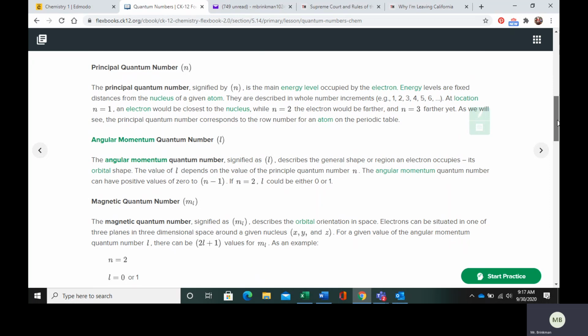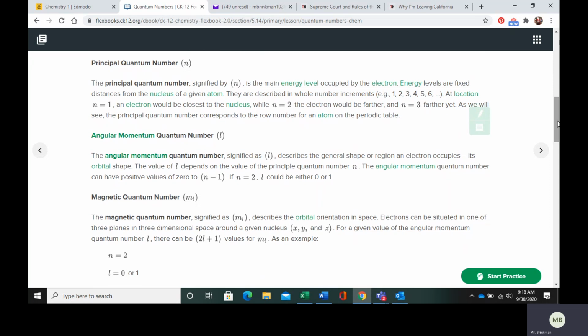So the principal quantum number is actually very simple. This is the energy level occupied by the electron. So this goes into where we have the nucleus, and then we have all these circles around the nucleus getting farther and farther away from the nucleus. So each circle is an energy level. So the one closest to the nucleus is going to be energy level n equals 1. Okay, if it's in n equals 1, it is going to be closest to the nucleus. Okay, and as you get to n equals 2, n equals 3, so on and so forth, you get a little farther away from the nucleus.